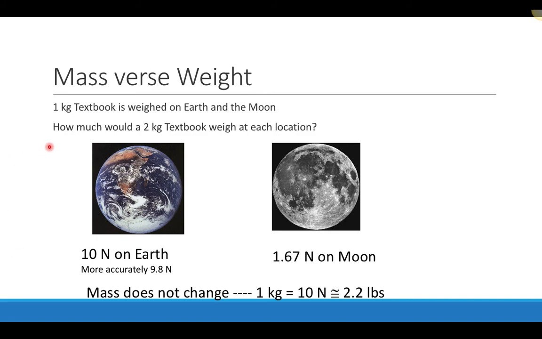We could ask the same question: how much would a 2 kilogram textbook weigh in each location? Well, if the mass is proportional to the weight, and I had 1 kilogram, I would just double it. So the 2 kilogram textbook would weigh 20 newtons on the Earth. And on the moon, it would be double 1.67.